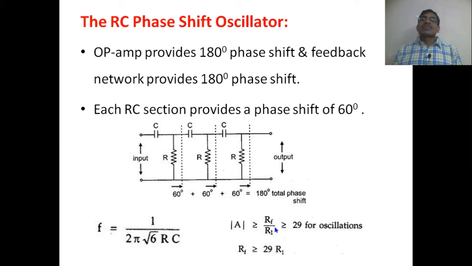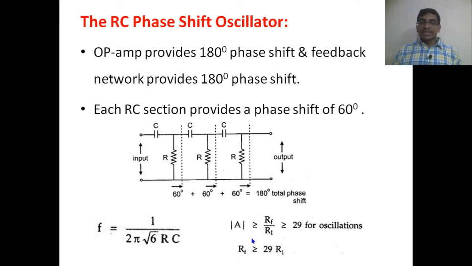This RF by R1, so the gain must be greater than or equal to RF by R1, which is greater than or equal to 29 for producing oscillations. Okay, because if the amplifier gain is greater than or equal to 29, then only it will work like an oscillator, otherwise it won't start the oscillations.